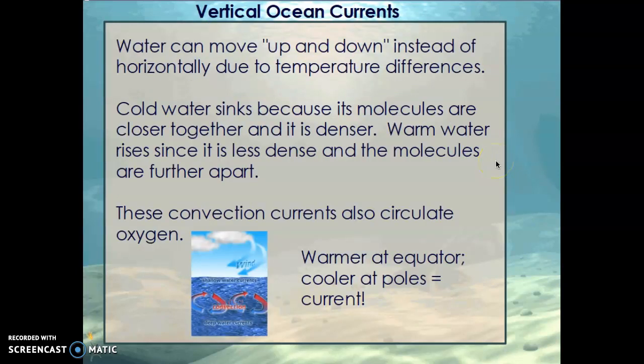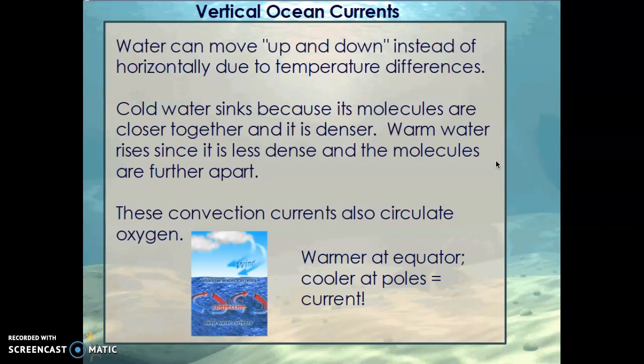Okay, so there are also vertical ocean currents, which means the water can move up and down instead of horizontally, but this is not because of the wind or the land patterns or anything like that. This is because of temperature differences. So you guys have always learned that warm air rises and cold air sinks, probably in earth science. That's how a lot of our weather patterns happen. If you have a two-story house, you may notice that in the wintertime, upstairs is warmer than downstairs, and in the summertime, downstairs is cooler than upstairs.